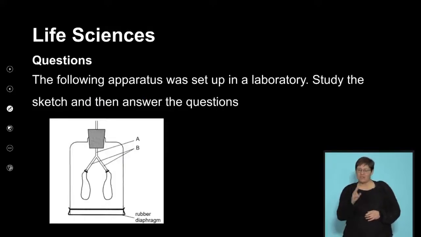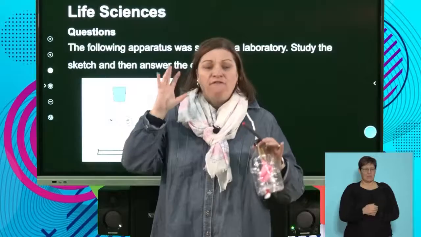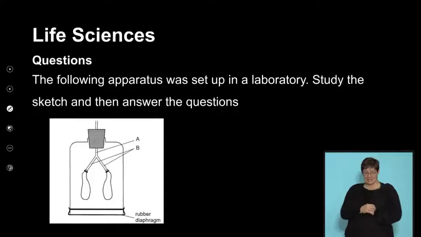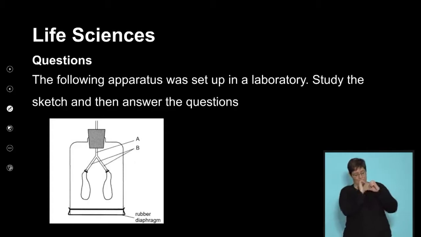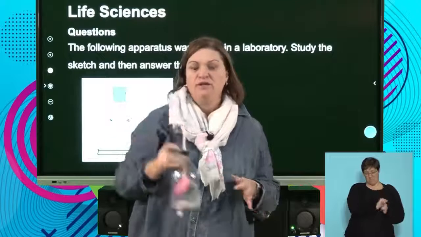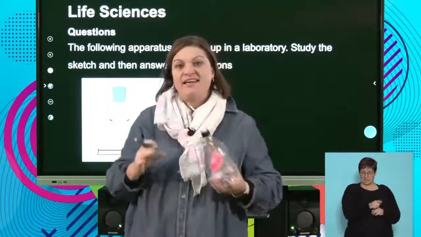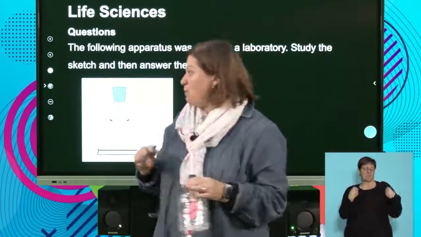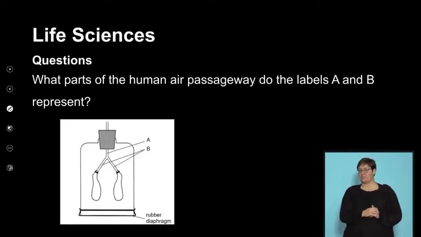Okay, what I want you to have a look at, we're not going to go through the questions, but a very popular question that we have is using this model. Do you see over here? The following apparatus was set up in a lab. Study the sketch and then answer. Basically, this is my homemade version. Very often, using this model, they can ask you questions. I went through a few past papers, and this is quite a popular question that they asked. Now, they said here, what parts of the human air passage do the labels A and B represent?